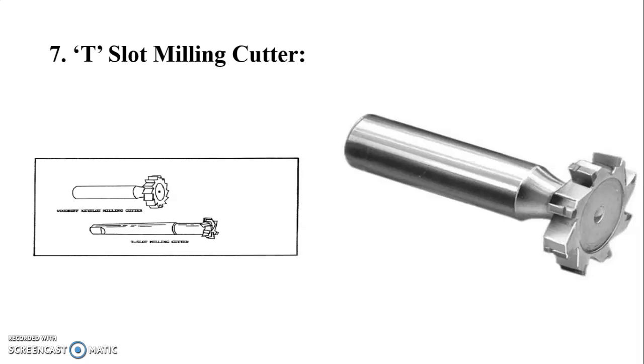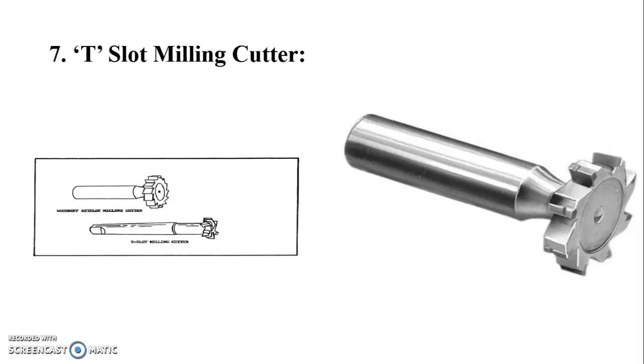T-slot milling cutters are a special form of milling cutters used to produce T-shaped slots in the workpiece. These have cutting edges on their periphery and both sides. They have an integral shank which can be held in the machine spindle. A typical T-slot milling cutter, as shown in figure, is used to cut a T-shaped slot on the component, as in tables of milling machines. These T slots are used to hold devices like universal dividing head, attachments, workpiece, etc.